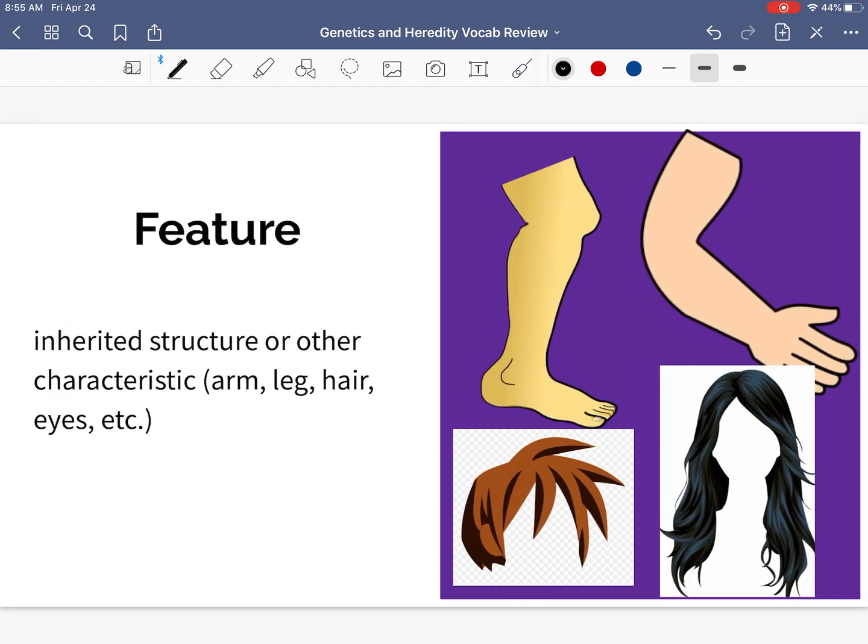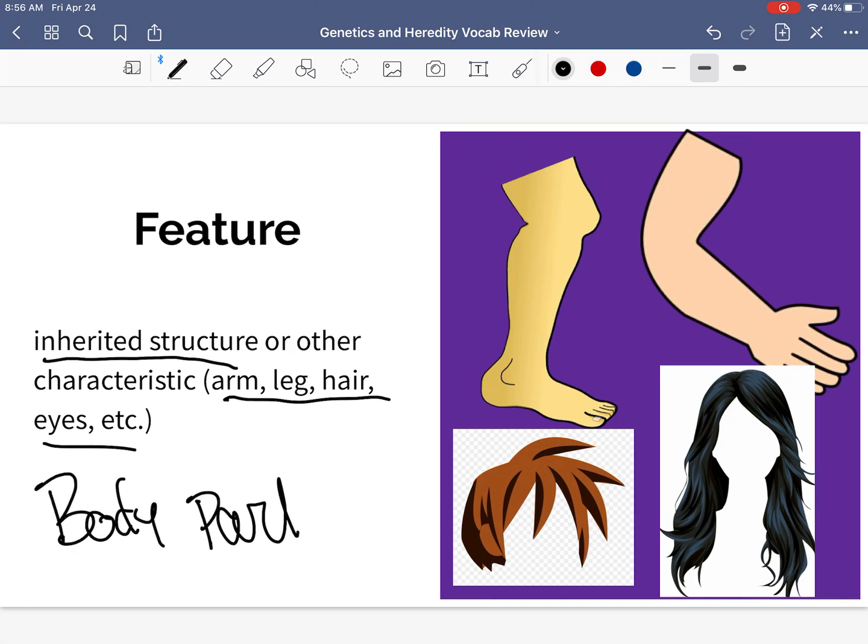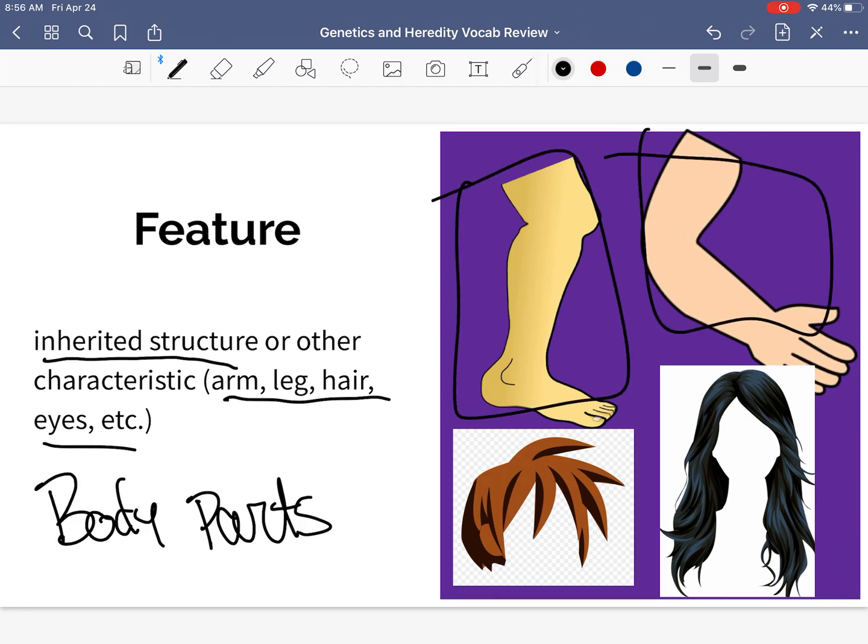So the first word that we have is feature, which is an inherited structure. You can see the examples down here. They're basically our body parts: you have your legs or your arms or your hair. Those are all characteristics, all parts of you that you get when you are born. You either have them or you don't, but they are a feature that is passed on.